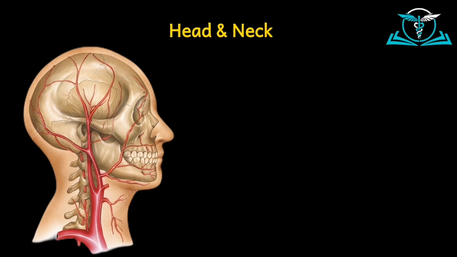Notice the branch that is coming from the subclavian artery here. That is the vertebral artery. You see it ascending up into the head. And this vertebral artery, together with the internal carotid artery, as we will see in later videos, supplies the brain. The vertebral artery forms the posterior circulation of the brain.